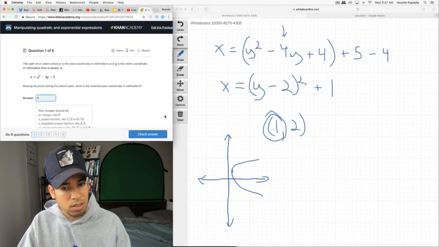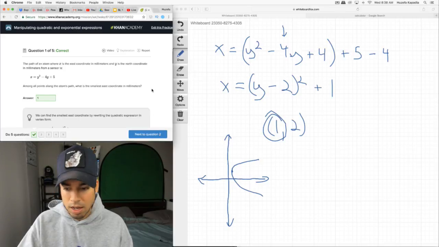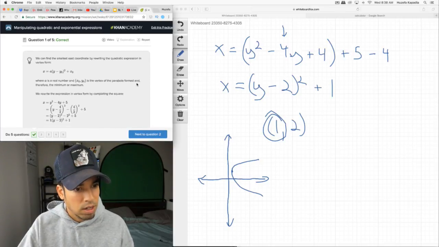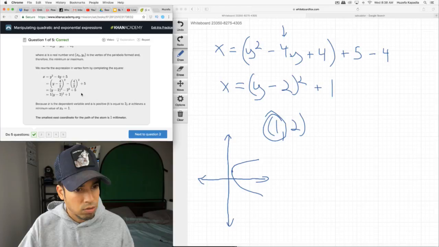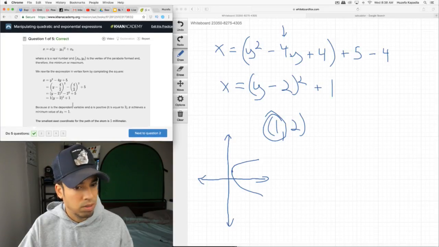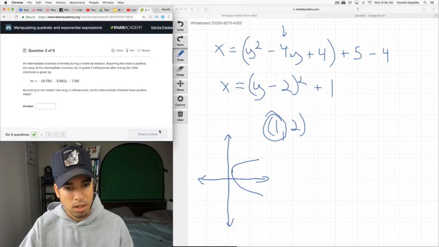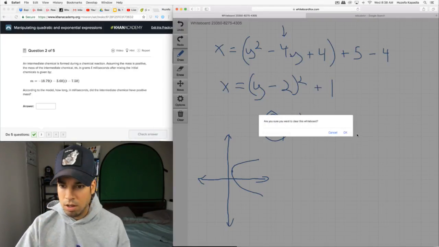Let's put it in and see if this is actually right. Yeah, it is. And I just want to see how they did it. Yep, same exact way. Put it into vertex format, y squared, y minus 2 squared plus 1. Perfect. All right. That was definitely not an easy question.